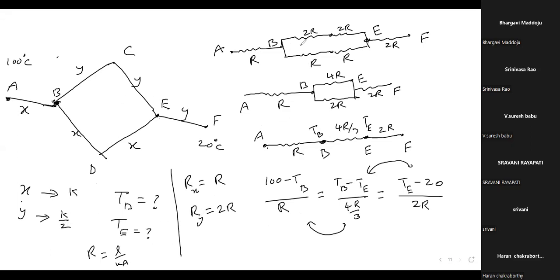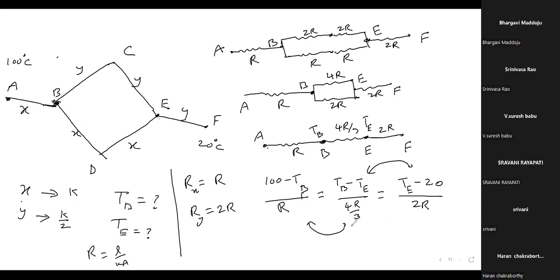Now these are like series and parallel. These are in series, and again they are in parallel like that. Our interest is finding out the temperature at this point. By equating these two, you get one equation. By equating these two, you get another equation. By solving the two equations, you get the temperature at this one. The TB and TE both you get. The TB and TE are the two unknown values.